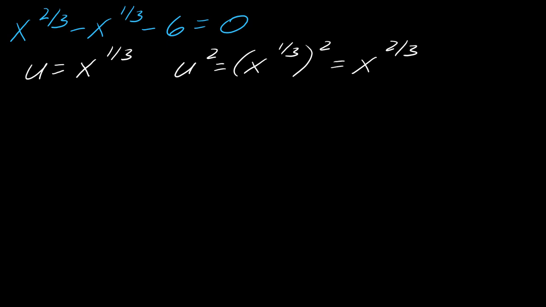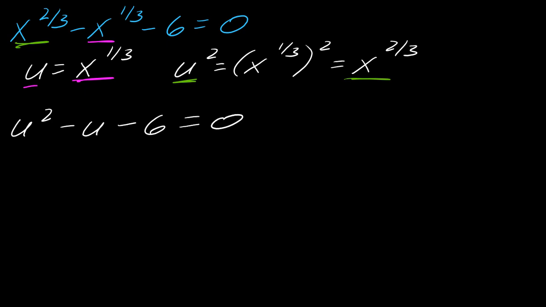Okay, so now I'm ready to make some substitutions here, right? So where I have this x to the 1/3, I can replace it with u. And where I have this x to the 2/3, I can replace it with u squared. So now what I want you to do, pause and make your substitutions and hit play when you're ready. So now I've got u squared minus u minus 6 equals 0. And so this is something we can totally work with. So now factor this and solve it as much as you possibly can.